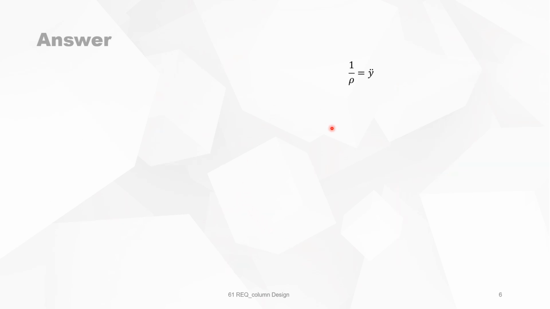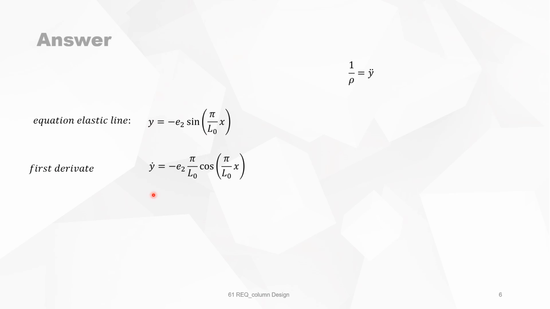Now we know that the curvature is equal or almost equal to the second derivative. And we have the equation of the elastic line, the function y in function of x. So let's apply this. We take the first derivative. Then we have, of course, minus E2, and the derivative of sinus is cosinus, times the derivative of this, which is P over L0.